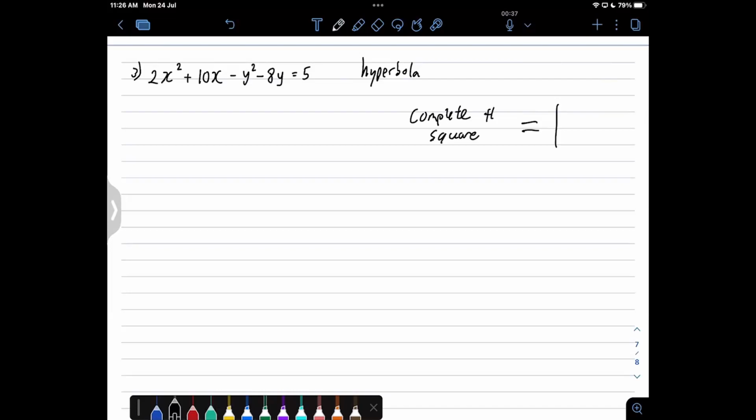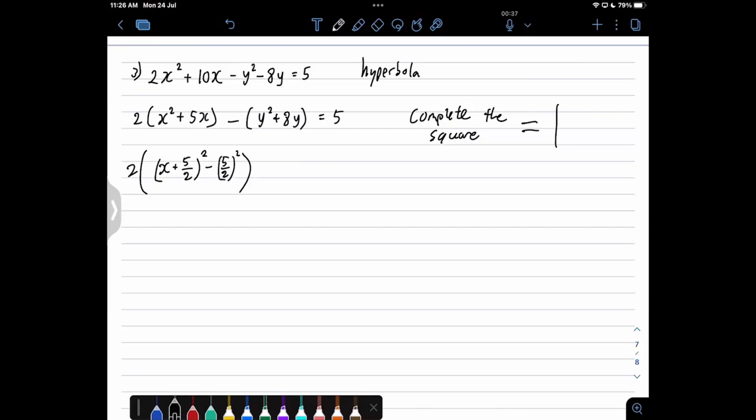Complete the square. So let's see, 2x squared plus 10x, I can factor out 2 first, I end up with x squared plus 5x. This other guy, I factor out a negative sign, I get minus y squared plus 8y equals to 5. 2 bracket x squared plus 5x, I'll just complete the square straight away as x plus 5 over 2 bracket square minus 5 over 2 bracket square. Is that okay? I add and subtract, but then the first 3 terms factorize into this, then I subtract away 5 over 2 square.